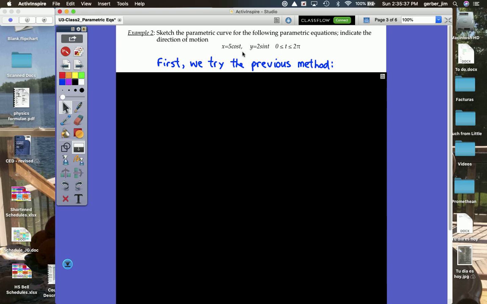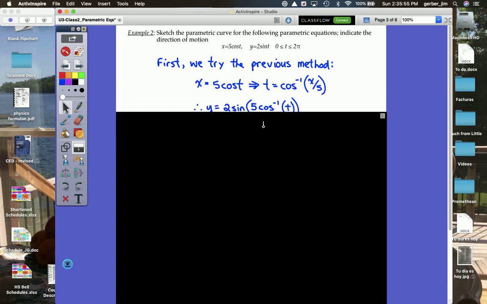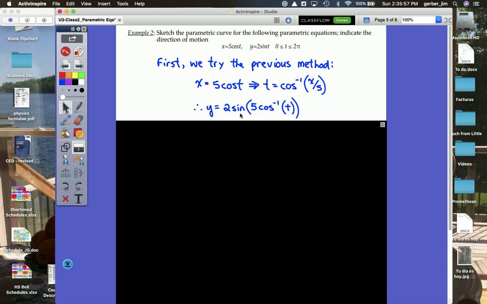We could solve, for example, x = 5 cos t for t. And if we do that, we find that t = cos⁻¹(x/5). So far, so good. And now we could take that and plug it into t in my y equation, and then I would have a Cartesian equation. Namely, I would have y = 2 sin(cos⁻¹(x/5)).